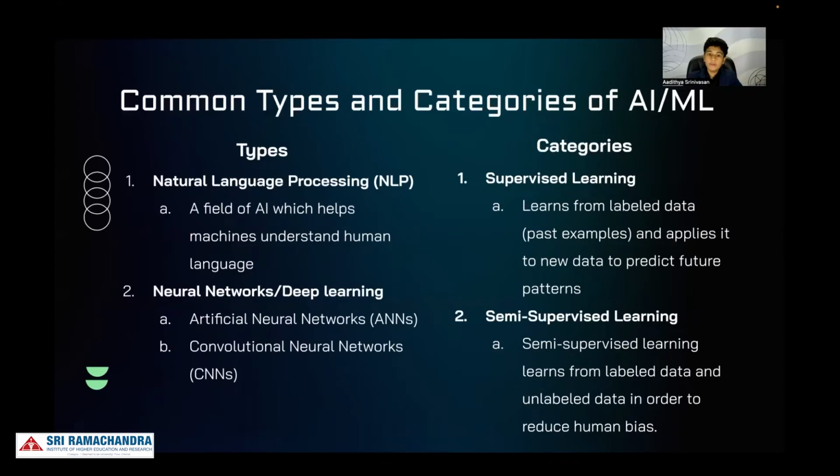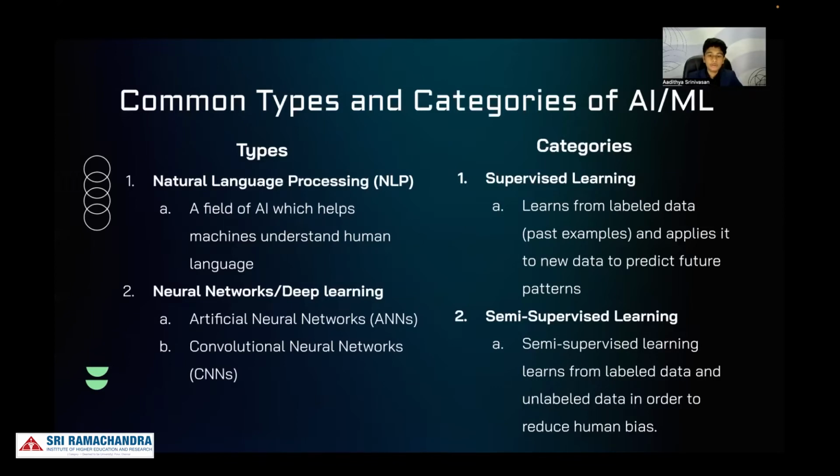So, what are the common types and categories of AI ML? While I'll be covering some of the types and categories, I won't be covering all of them, just the ones that are pertinent to dentistry. The first type of AI that I'm covering is NLP, or natural language processing, and this is a field of AI that helps machines learn human language.